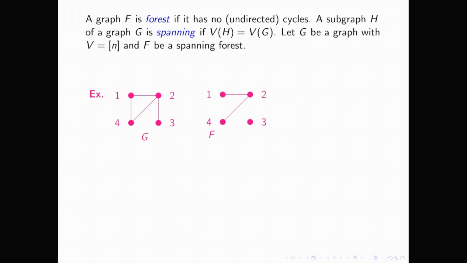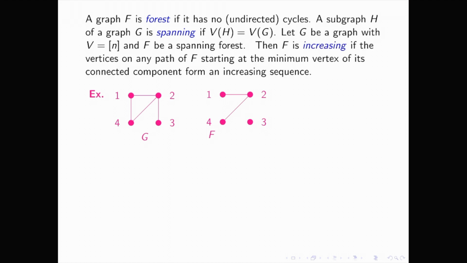Now we're going to be concerned with a specific type of spanning forest, which is called increasing. So a forest is increasing if, when I go to any component in that forest, the components of a forest are called trees. So these are the connected bits. If I go to any tree in the forest, and I look at its minimum vertex, the smallest, remember the vertices are labeled 1 through n, so I can talk about a smallest vertex. And I walk out from that vertex on any path that I see. If the sequence of vertex labels I see on any such path is increasing, then the forest is called increasing.